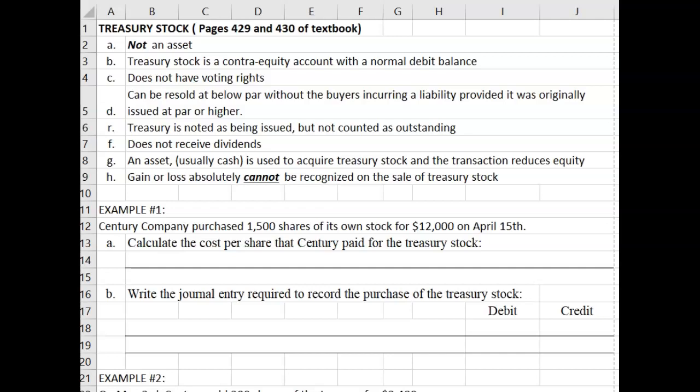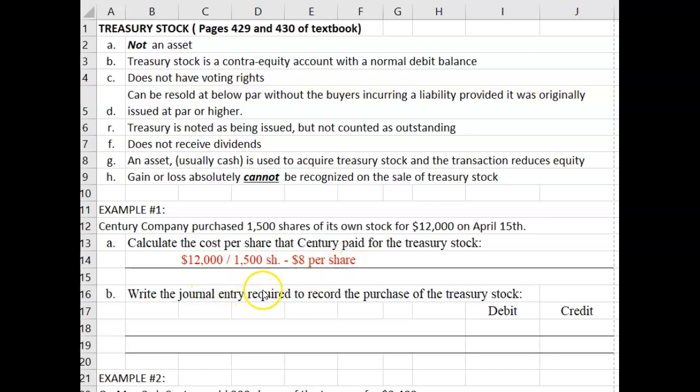Century Company purchased 1,500 shares of its own stock for $12,000 on April 15th. Let's calculate the cost per share that Century paid for the treasury stock, because we're going to need to use that number a lot. They purchased 1,500 shares and they paid $12,000 for those shares. So $12,000 divided by 1,500 shares means that they paid $8 per share for their treasury stock.